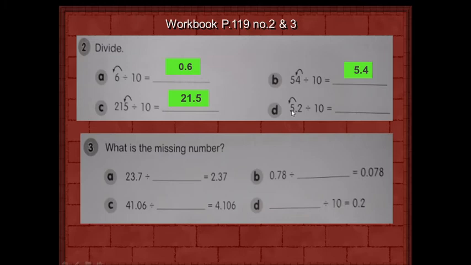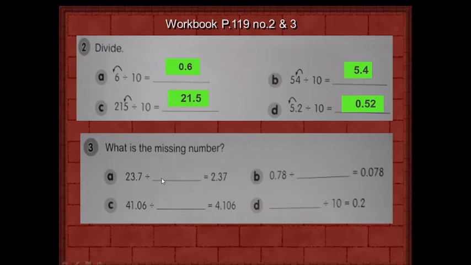Next, part D, 5.2 is divided by 10. So the decimal point moves to the left one time before number 5. So the answer is 0.52. Now go on to number 3. What is the missing number?